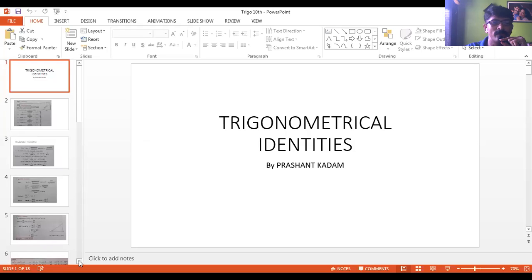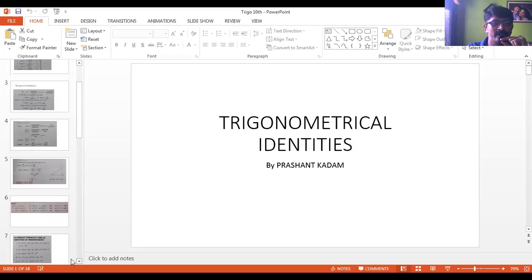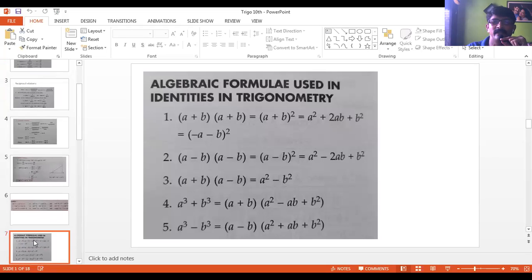In algebra, we have already studied something called identities. So what are the algebraic identities we have by now studied? These algebraic identities, like say a plus b into a plus b can be written as a plus b the whole square, isn't it? So these are algebraic formulas which will definitely be used in the trigonometrical identities also.